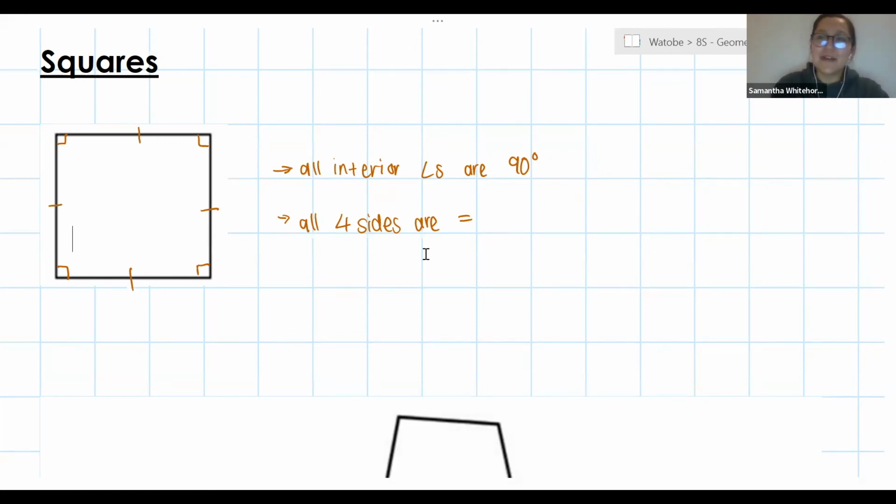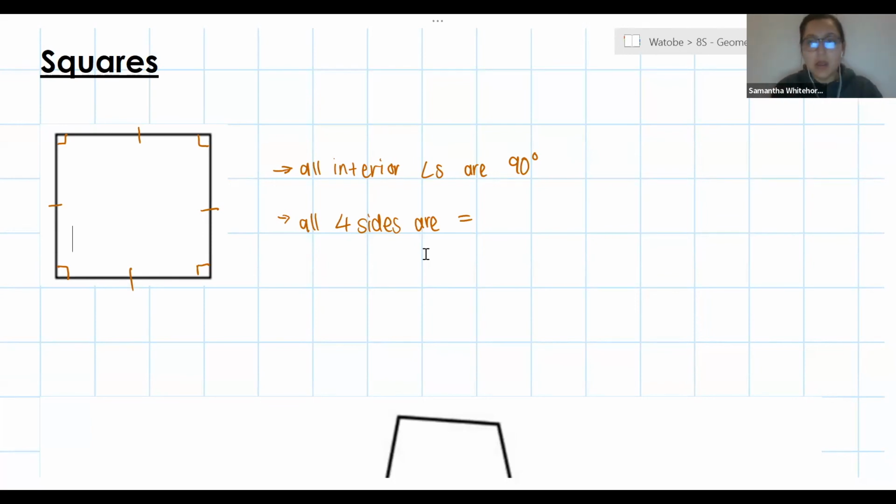Right. So guys, all 4 sides are equal. Now that is also the same as a rhombus. But if we combine that with the fact that we've got all interior angles 90 and that all sides are equal, we get our square. So sometimes one characteristic by itself isn't enough to say, yes, this is definitely a square that I'm working with. Sometimes we have to look at multiple characteristics. So in this case, if we've got all 4 sides equal and the interior angles are at 90 degrees, then we're probably working with a square.